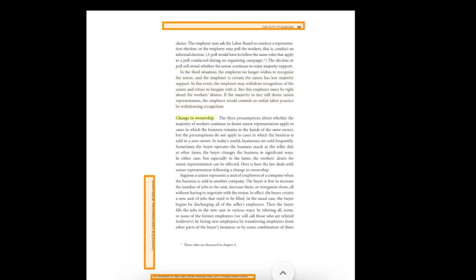Change in ownership. The three presumptions about whether the majority of workers continue to desire union representation apply to cases in which the business remains in the hands of the same owner, but the presumptions do not apply to cases in which the business is sold to a new owner.